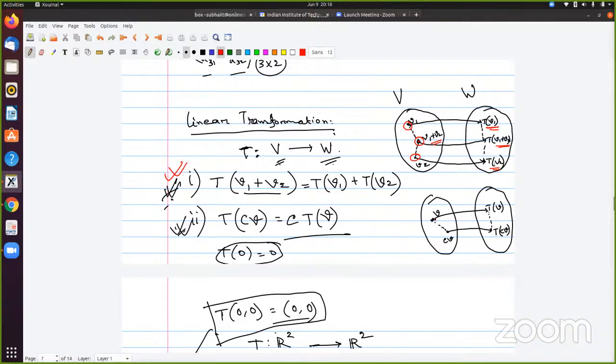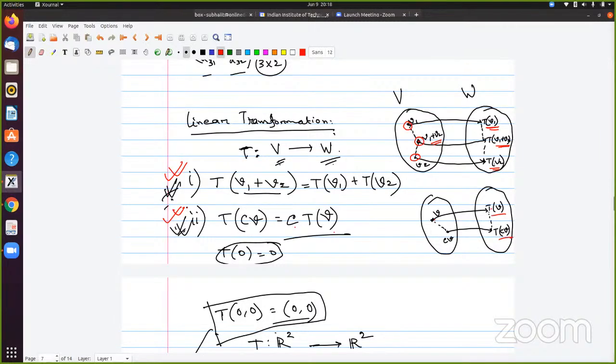Similarly, for the second condition, V goes to TV, and if you scalar multiply it, take CV, that will go to T(CV). Then there should be some relation between TV and T(CV). If we multiply C with TV, then we should get what T(CV) is. So this is how the second condition comes. If a mapping from one vector space to another vector space satisfies these two conditions, then we call it a linear transformation. Okay.